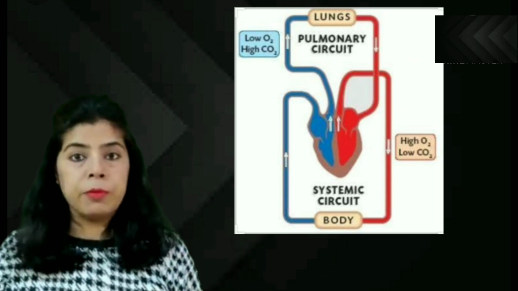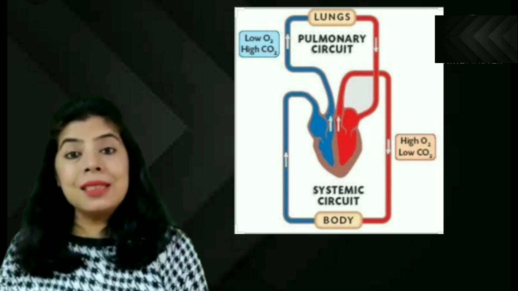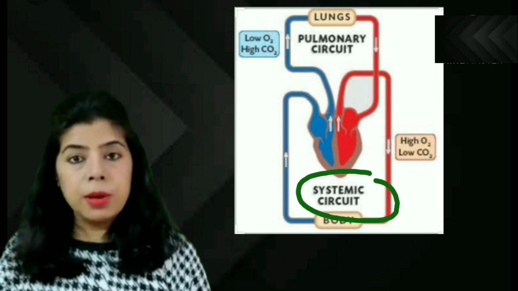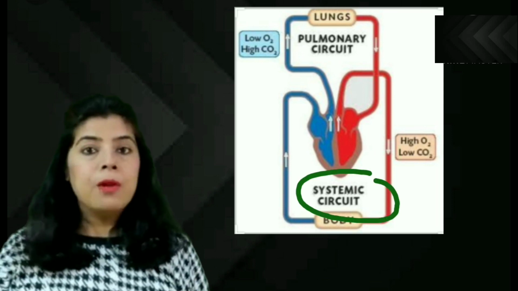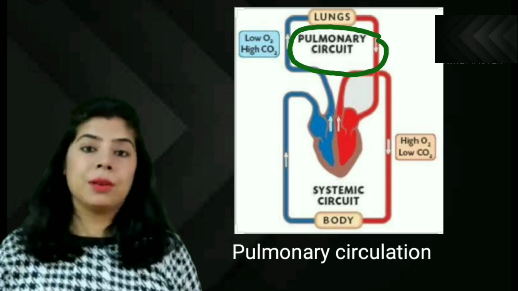See, 2 circuits have been formed. One which is taking the blood to the tissues and cells, which forms a systemic circuit, systemic circulation, and the second part which is taking the blood to the lungs, and this is called the pulmonary circulation.